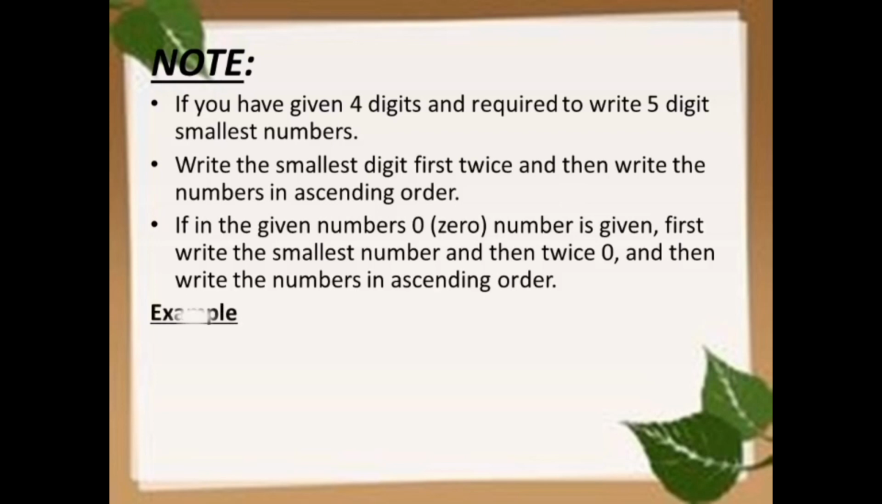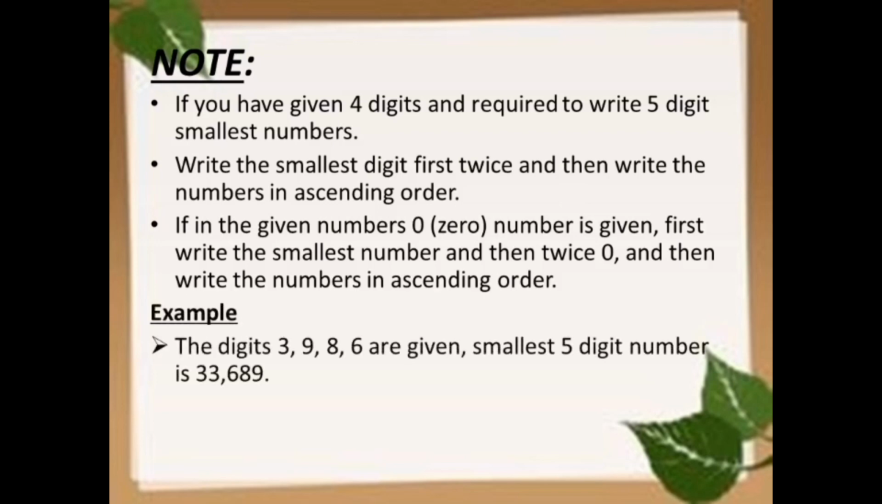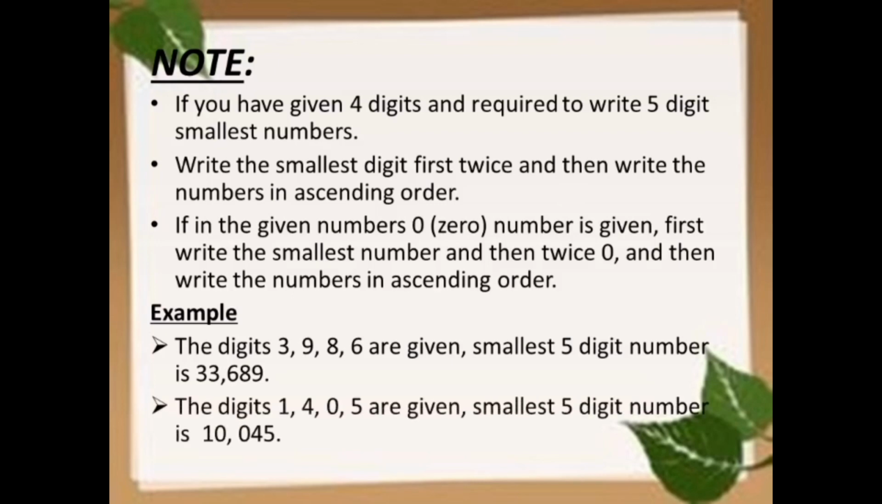For example, in the first example, the digits 3, 9, 8, 6 are given. So to form the 5-digit smallest number, first of all repeat the smallest digit 2 times. That is, you will repeat 3 2 times, and then you will write the remaining digits in ascending order, and on doing so you will get 33,689 as your answer.